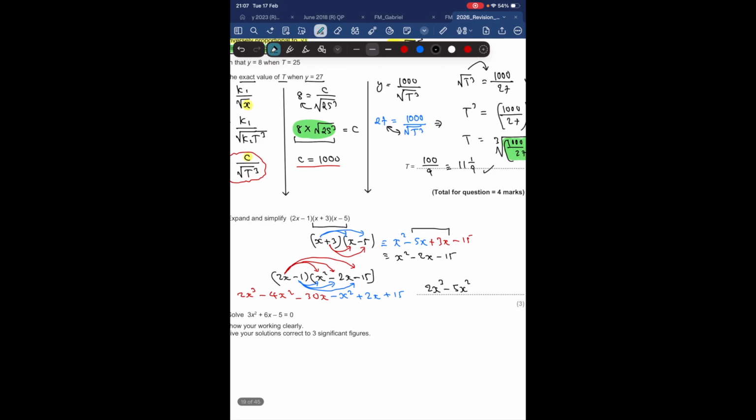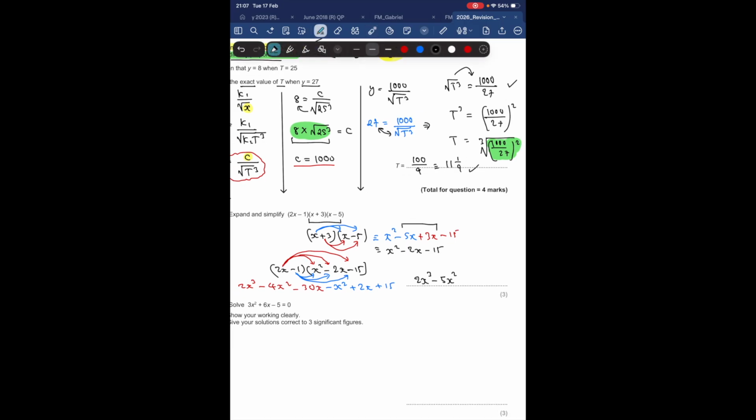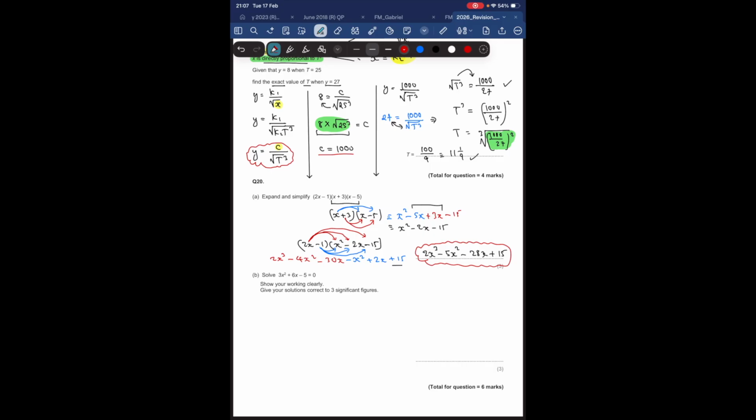Next, we look at the x terms. Minus 30x plus 2x will give us minus 28x. And finally, the plus 15 at the end, there's no other like terms to it, so we keep it as plus 15. And our expression is 2x cubed minus 5x squared minus 28x plus 15.